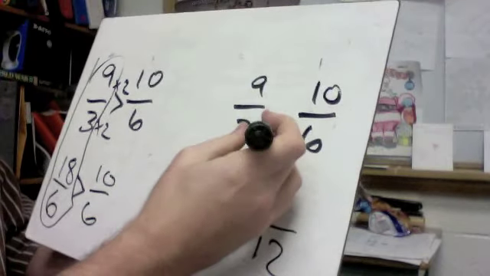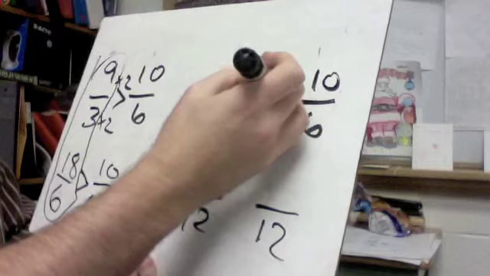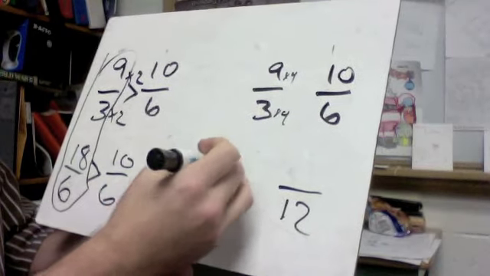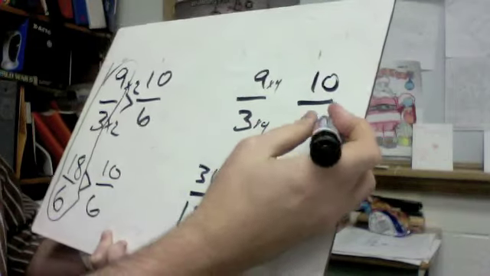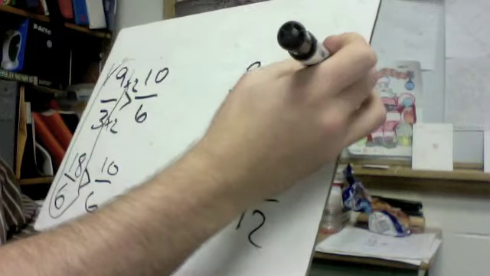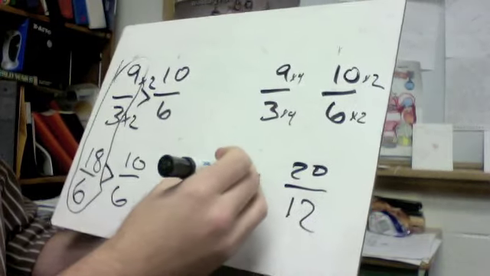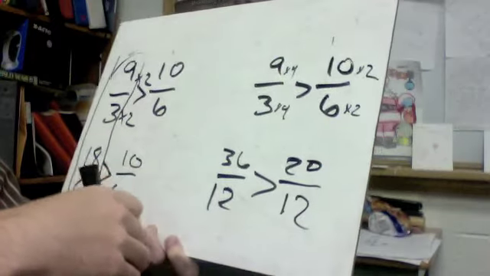Okay. 3 times 4 is 12. So I have to do 9 times 4, which is going to be 36. 6 to get to 12 would be times 2. 10 times 2 is going to be 20. So that's going to be bigger. That's going to be bigger.